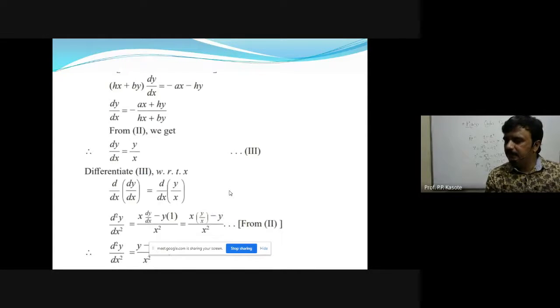This example is very simple. It's been asked many times in the board paper. If you refer to the previous board question papers, you can see this example. Maybe for 4 marks they generally ask this, but it is very interesting. You will find it many times. It has been asked many times in board question papers, in board exams.